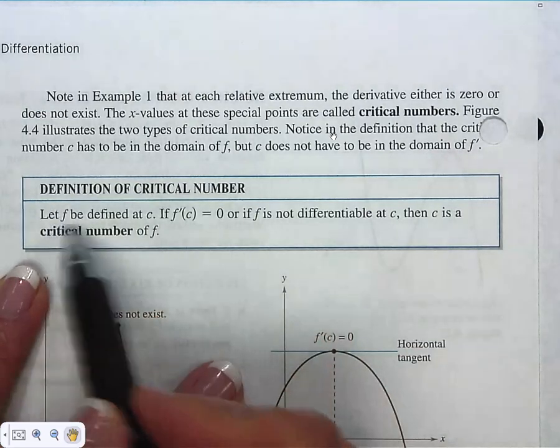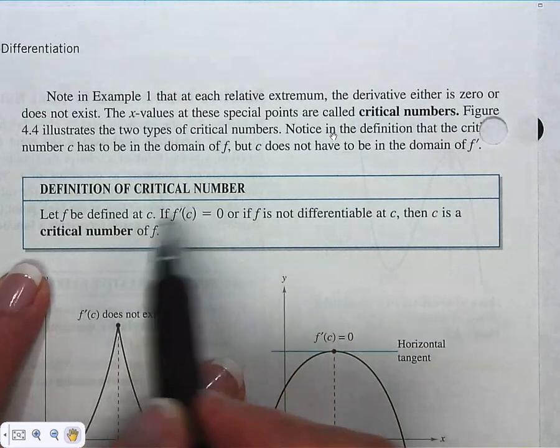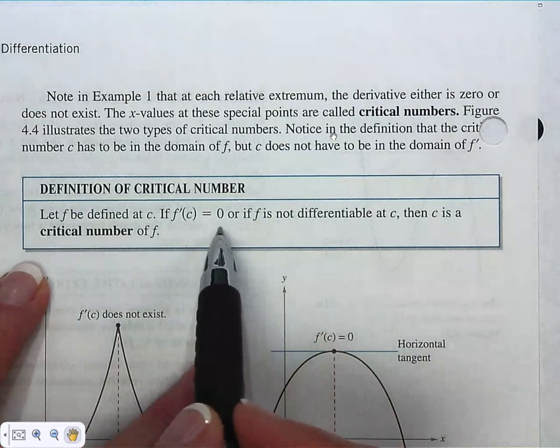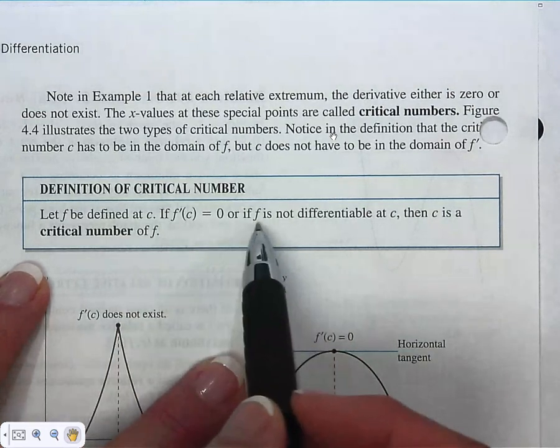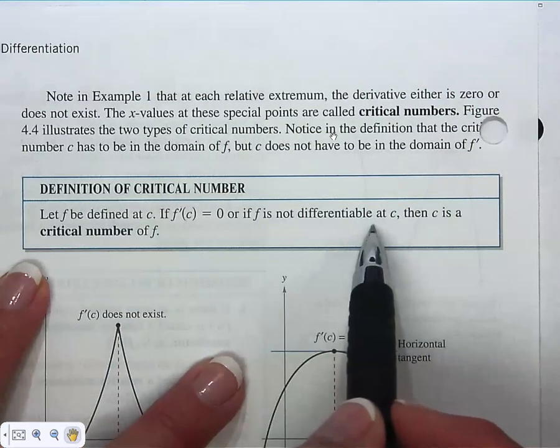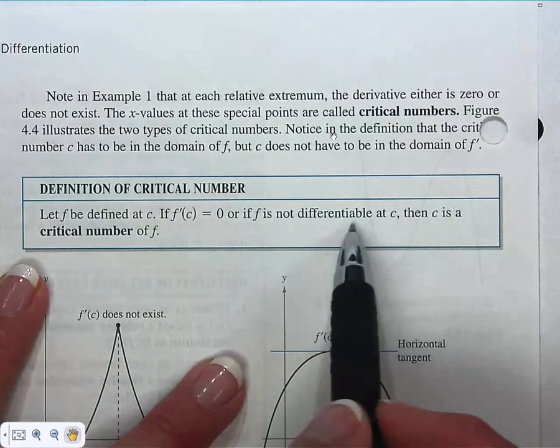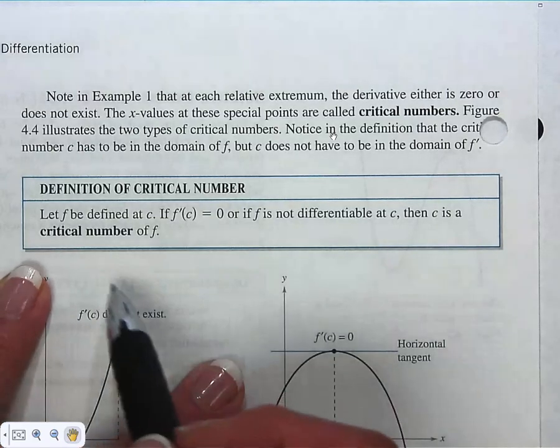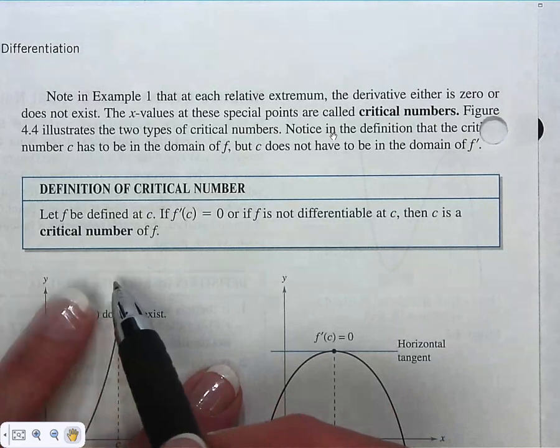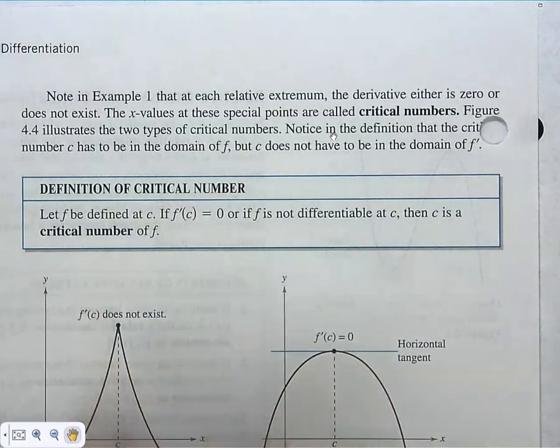Let f be defined at c. If f prime of c is 0, or if f is not differentiable at c, if the derivative is undefined at c, then c is a critical number of the function. All right? The shortcut and wrong way to remember that is wherever the derivative is 0 or undefined, that's a critical number. What important thing did I just leave out of that box?